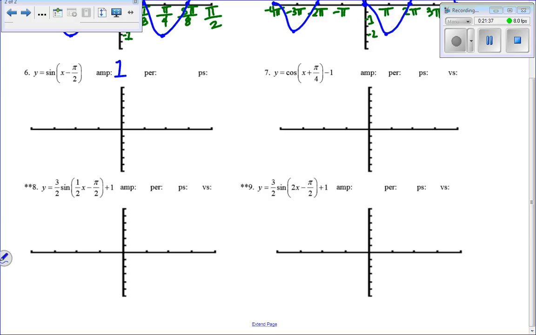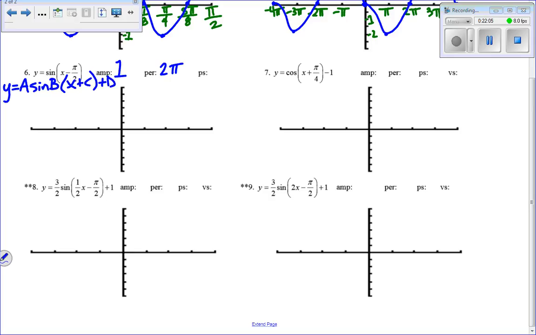What is your B value? All I want is your B value, not the rest of it. Your B value is 1, so your period is 2 pi. Look on your front. If you don't remember your parent functions, write them down on the other side. Your parent function is y equals a sine b parentheses x plus c plus d.